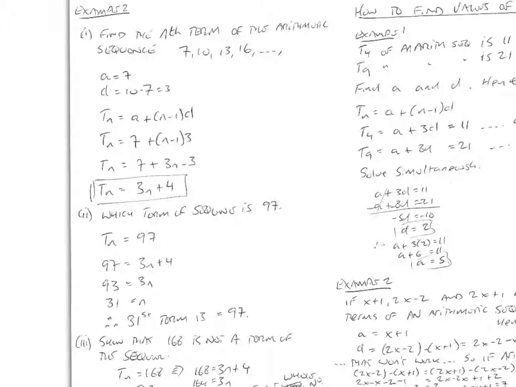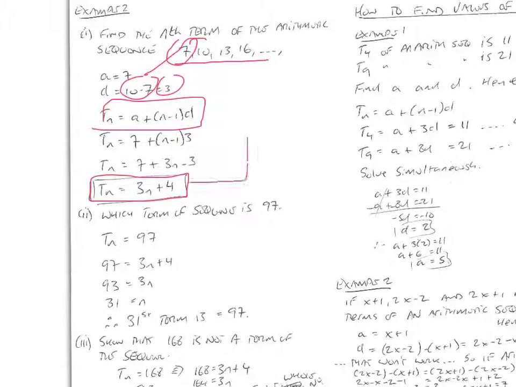Another example, find the nth term rule of the arithmetic sequence 7, 10, 13, 16. So a is 7, d is 10 minus 7, any term minus its previous, which is 3. So use the formula, plug it in, Tn equals 3n plus 4 for that sequence.